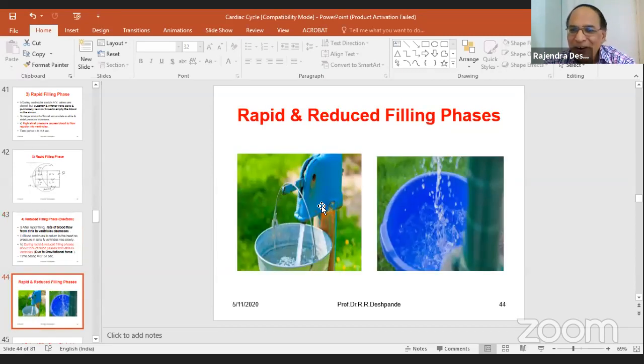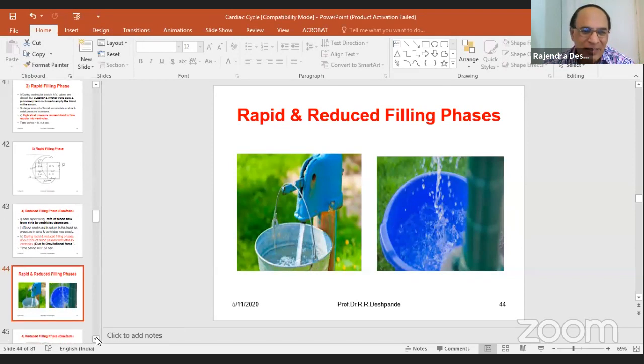This is a very interesting picture. When the corporation opens the water tap, to begin with, it's a very fast flow. But after a few hours, they stop the taps and your flow becomes reduced. So this is rapid filling and this is the reduced filling phase. Just for interest, I'm giving these examples. Okay.